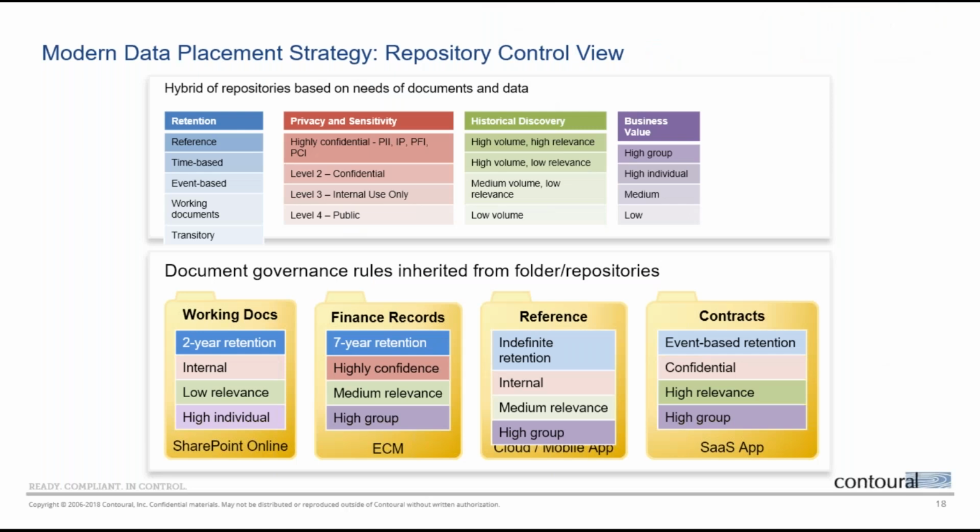So that's the employee view, but that doesn't really get us to governance. That's the other side. That's the repository control view. And there's a bunch of different ways to think about controls, but we like to break them into just a few primary categories. The first being retention, and that's the blue on this slide.